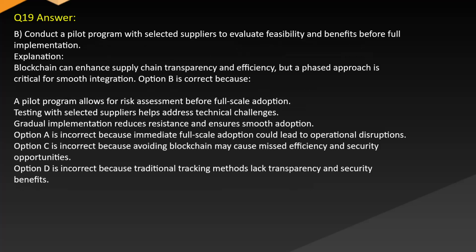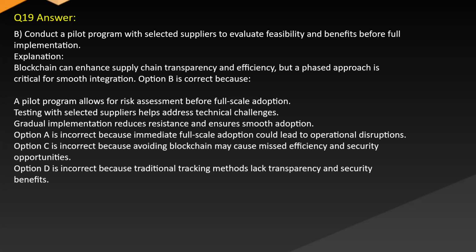Answer: B. Conduct a pilot program with selected suppliers to evaluate feasibility and benefits before full implementation. Explanation: blockchain can enhance supply chain transparency and efficiency, but a phased approach is critical for smooth integration. Option B is correct because a pilot program allows for risk assessment before full-scale adoption. Testing with selected suppliers helps address technical challenges. Gradual implementation reduces resistance and ensures smooth adoption.